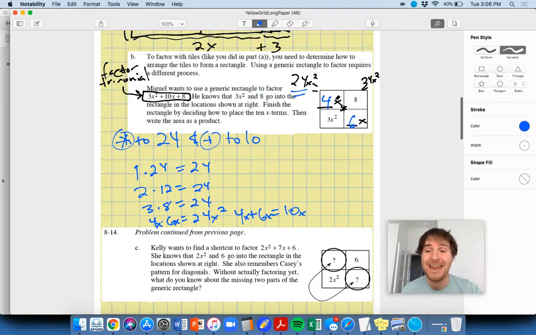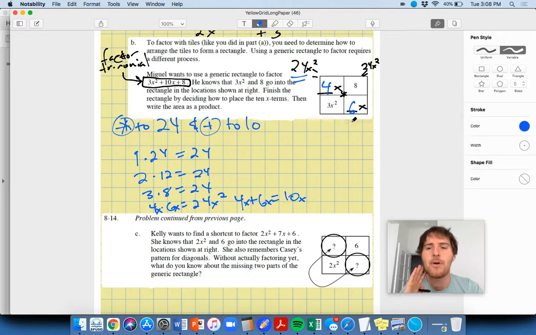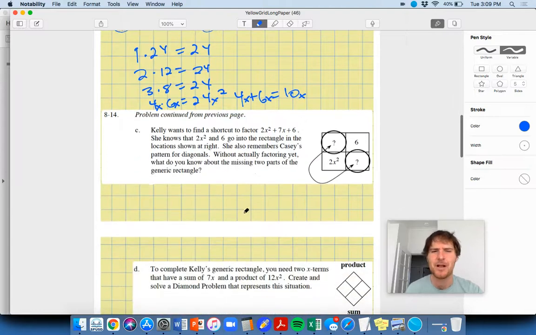So you don't panic and you're like, wait, what? How do I arrange my x's again? Because this is sort of it, right? We've got to find two numbers that multiply to 24 and add to 10. The diamond is going to help us come up with a process for us to put all of our information in so we can quickly and easily factor something here. And that's sort of what the next problems are about here.